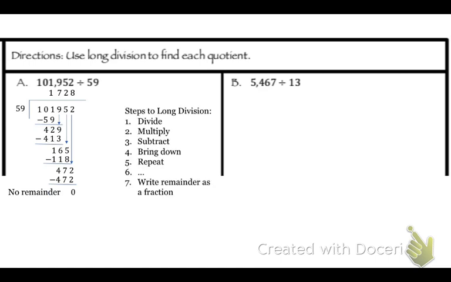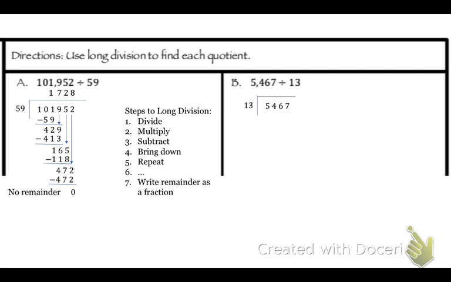Okay, so we did some steps there. The first step was we divided, and then we multiplied, and then we subtracted, then we brought down, and then we repeat, and the very last step is to write your remainder as a fraction. Okay, write down those steps right now. Pause the video and write down those steps. I hope you paused the video.